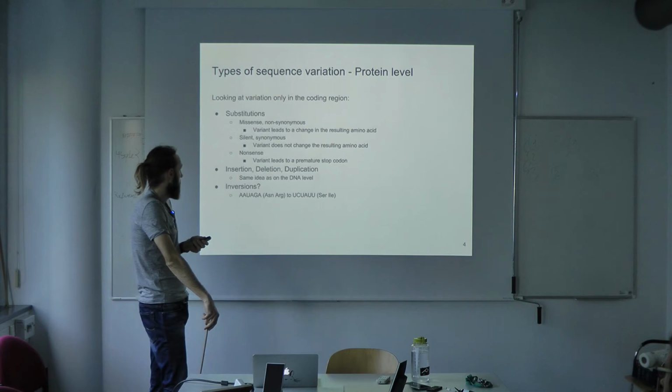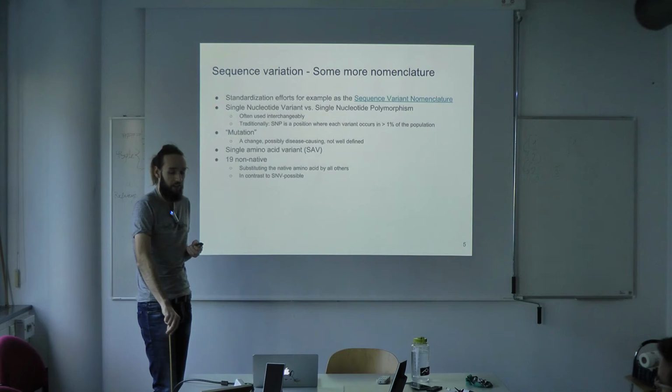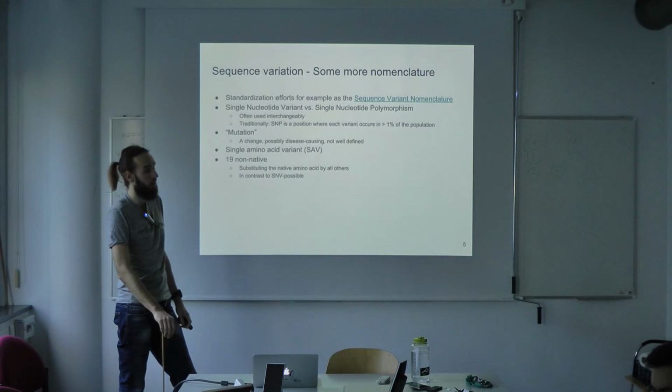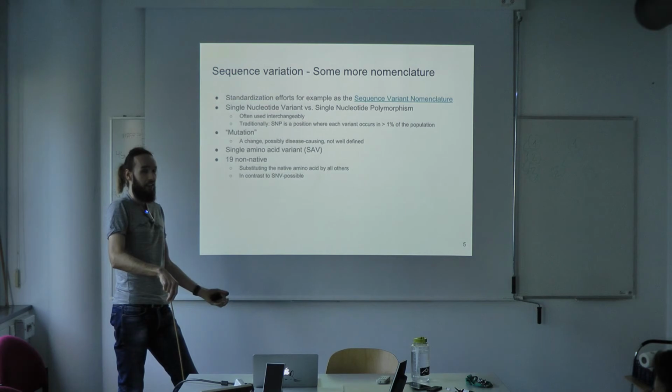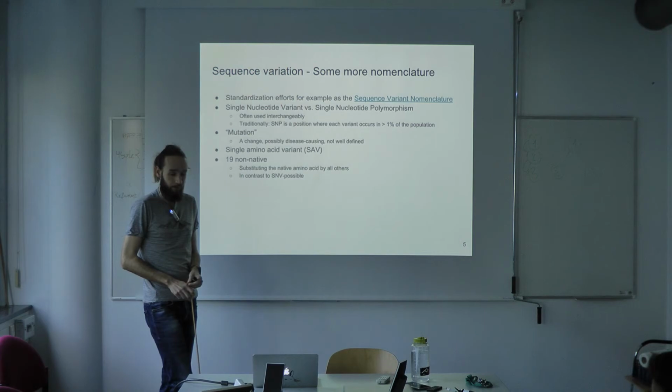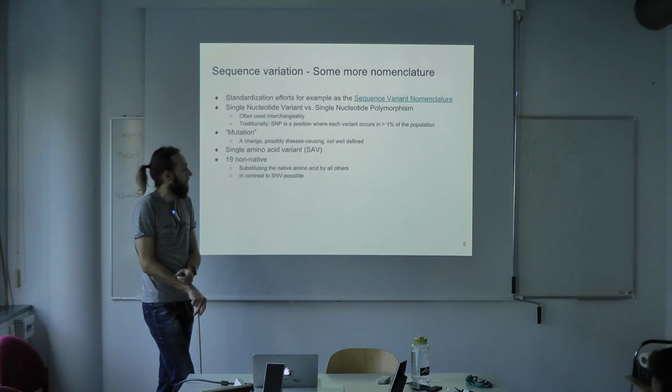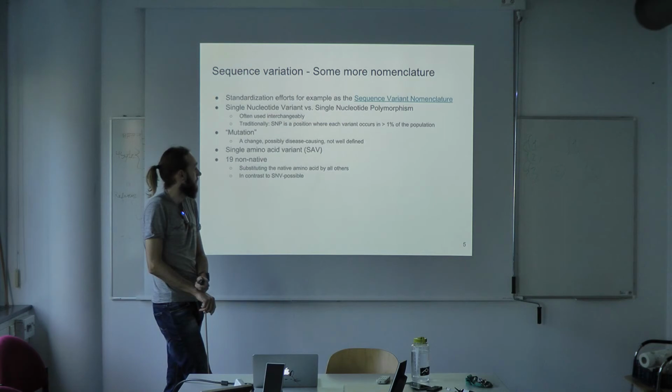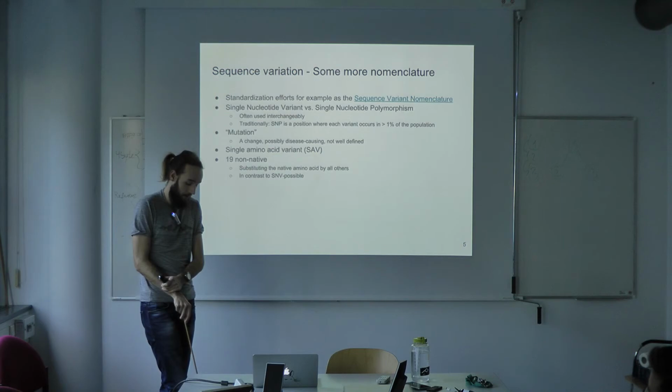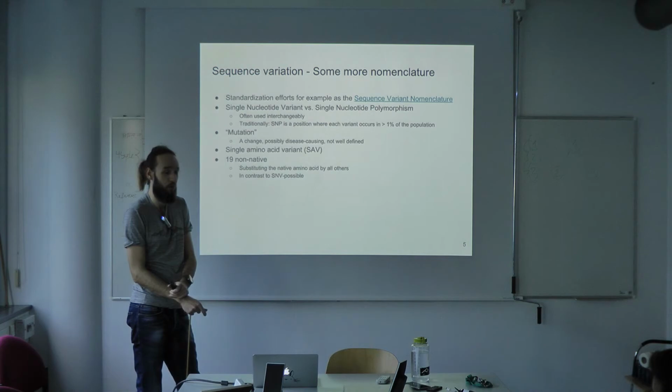Okay, again, just on the name of things, there is such a standardization committee, I guess, the sequence variant nomenclature, which defines how you should ideally call your variants or name them in papers and everywhere, so that it's easy to identify what you're talking about. It can be really messy, and they are trying to put some structure into this, but if you ever parse a database, you will realize that it still is usually not that well defined how people refer to their variants.